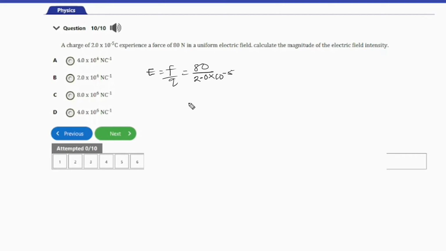So guys, as usual, we can do this as 80 times 10 to the power of 5 over 2.0, right? So this will be 40 times 10 to the power of 5. And guys, that's 4.0 times 10 to the power of 6. And that's it for this question. Option D is the answer to this question.